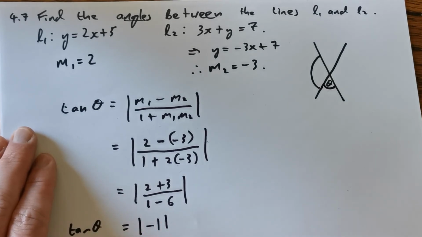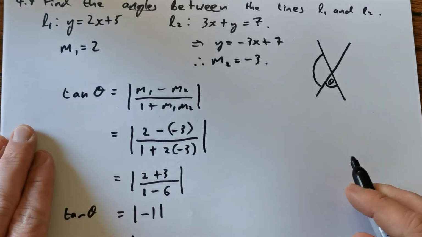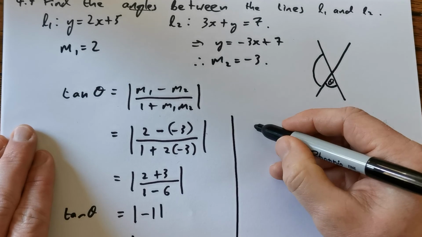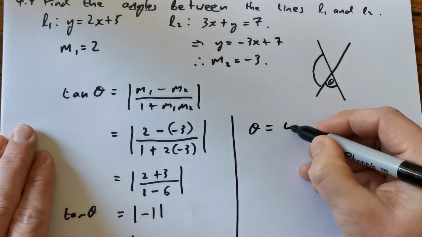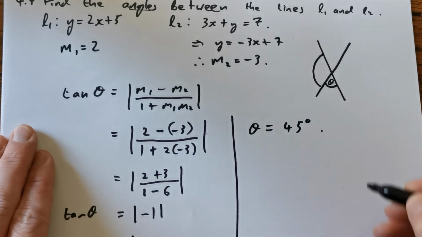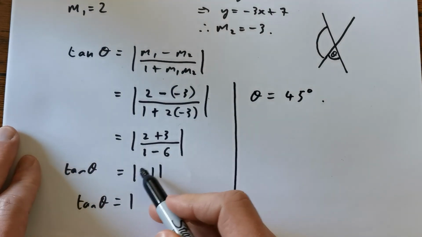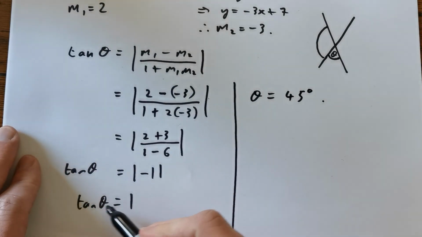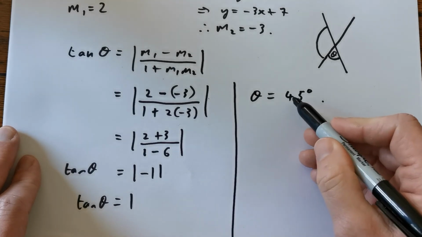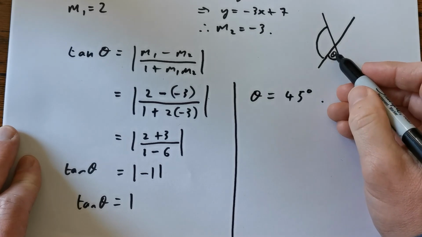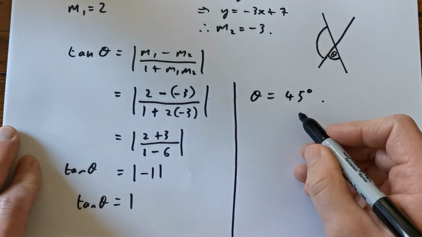So tan of theta is equal to 1. That's one of my special angles. I should be able to identify that straight away. If tan of theta is equal to 1, then theta must be equal to 45 degrees. I took the absolute value just to give me a positive thing. That guarantees I get the acute angle. So we get theta is equal to 45 degrees. So the acute angle between these two lines is 45 degrees.